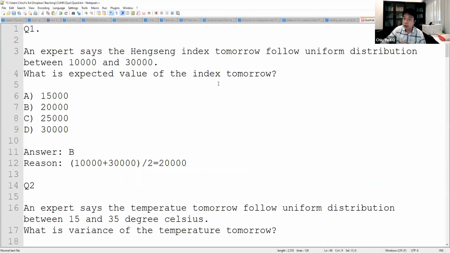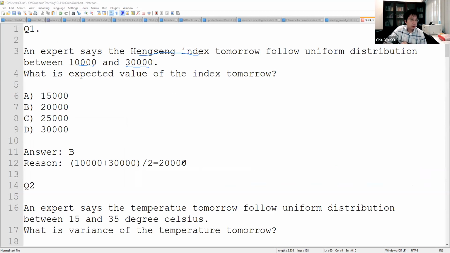In the answer, the first answer I have is C, but it should be B, and I changed it accordingly. So this should be reflected accordingly. The question is saying the Hang Seng index is uniform between 10,000 and 30,000. Can you see my screen?